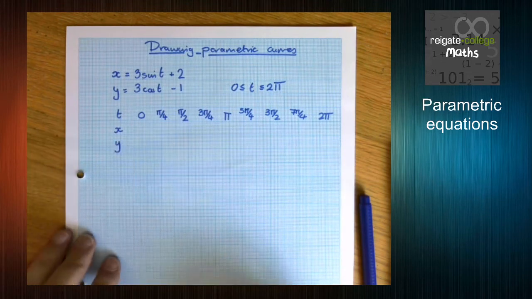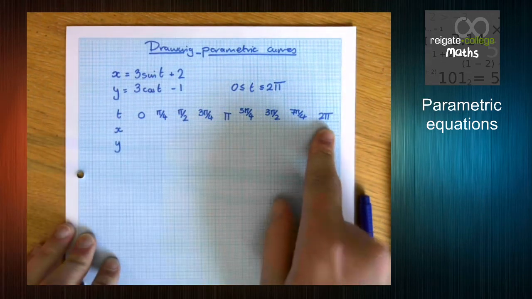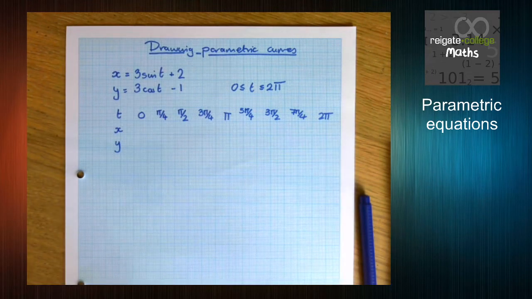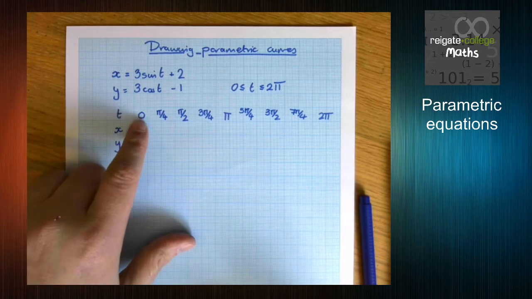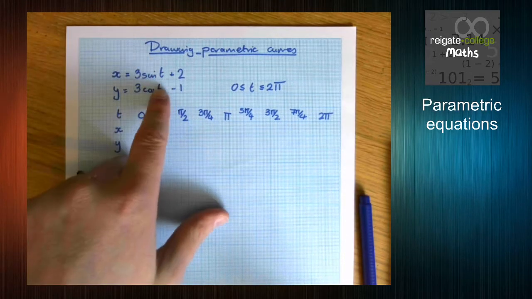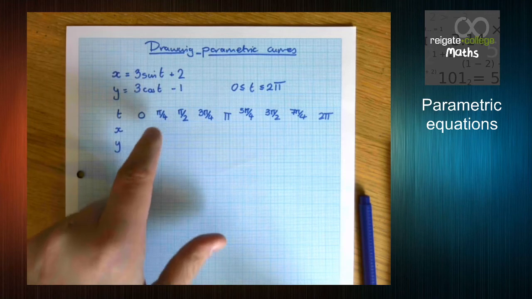So what we're going to do is make up a table involving a bunch of t values. Now this table may well be given to you. If it's not, choose sensible breaks. In this case I've chosen pi over 4. And all we're going to do is work out the values of these two equations when t is this.